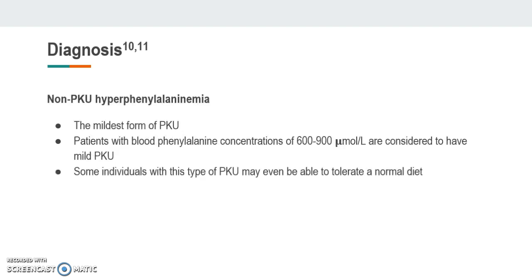The mildest form of PKU is non-PKU hyperphenylalanemia. It is also known as benign hyperphenylalanemia or mild hyperphenylalanemia. These patients may experience mild or no symptoms of PKU. Patients with blood phenylalanine concentrations of 600 to 900 millimoles per liter are considered to have mild PKU. These individuals have higher levels of PAH enzyme than individuals with classic or variant PKU. So some of them may have low enough Phe levels that they do not need to consume special medical formulas or follow a Phe-restricted diet.